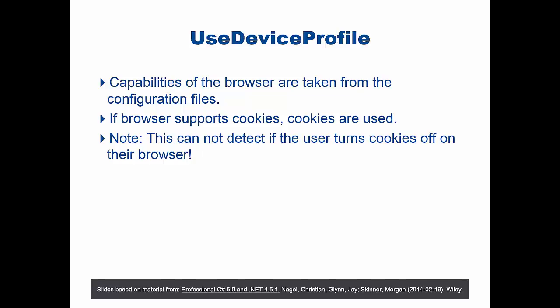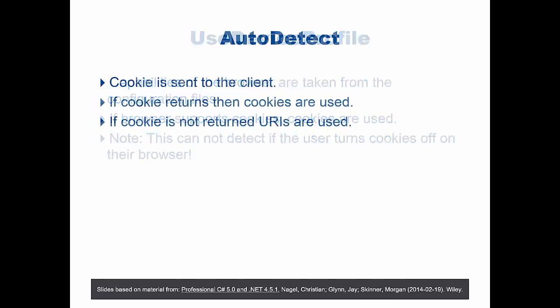And you can set it up so it'll use device profile. What happens is basically .NET looks at the capabilities of the browser. If it supports cookies, it uses cookies. If it cannot, then it will use URI. However, note that this method does not detect if the user turned off cookies.